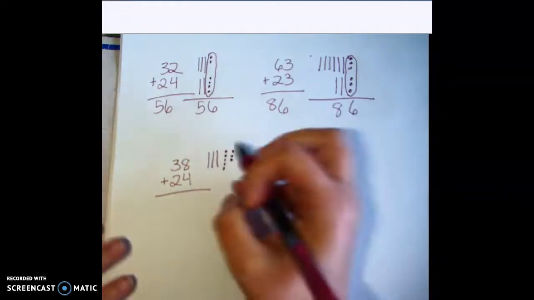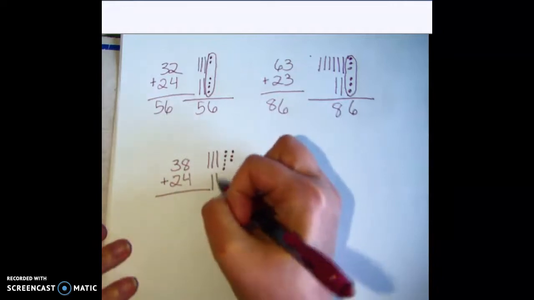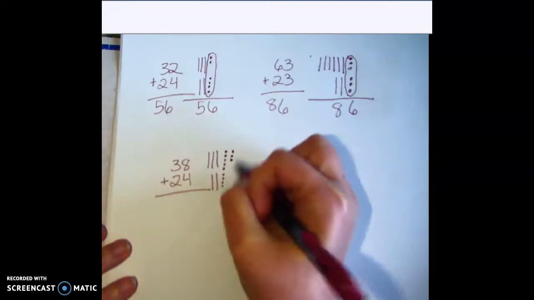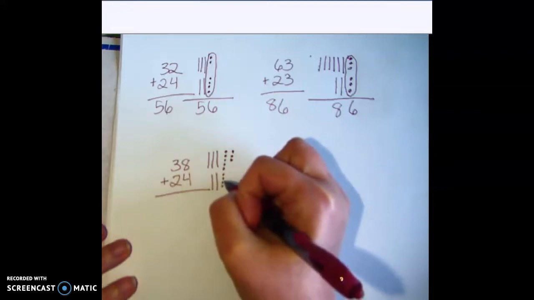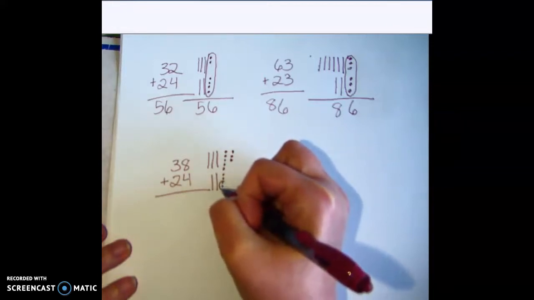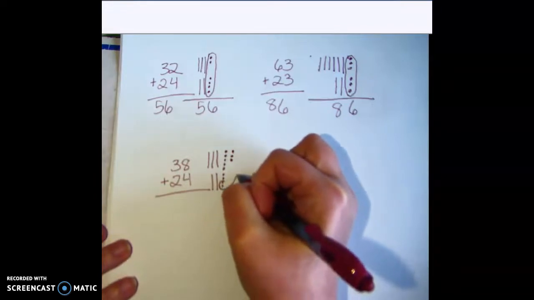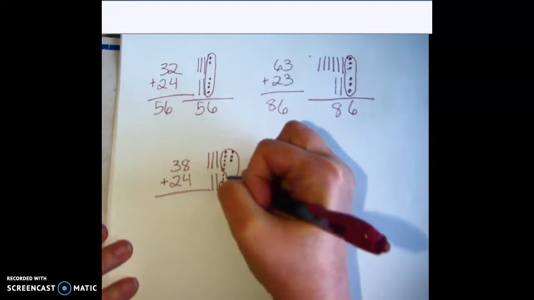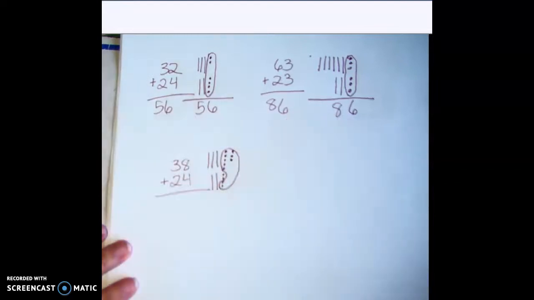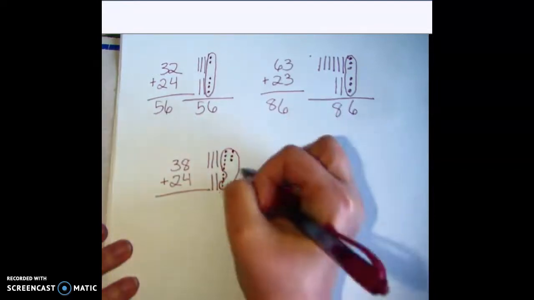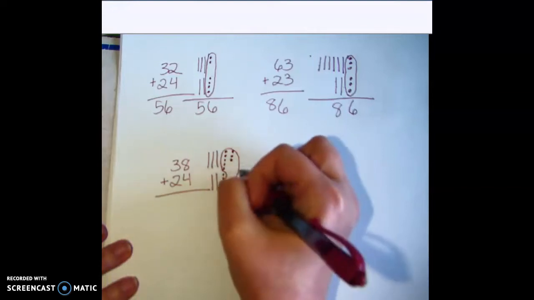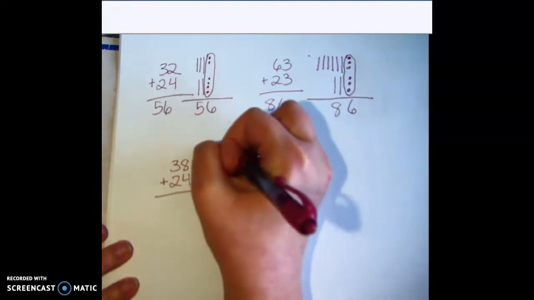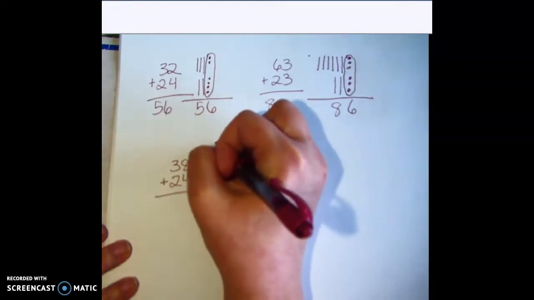So let's see if I end up with 2 more. 24, 1, 2, 1, 2, 3, and 4. Oh, I do. So what I'm going to do right now is I'm going to take these, and I'm going to take these that I already had, and all that together is going to make a 10. And I'm going to trade it in for a 10 bar or a long.